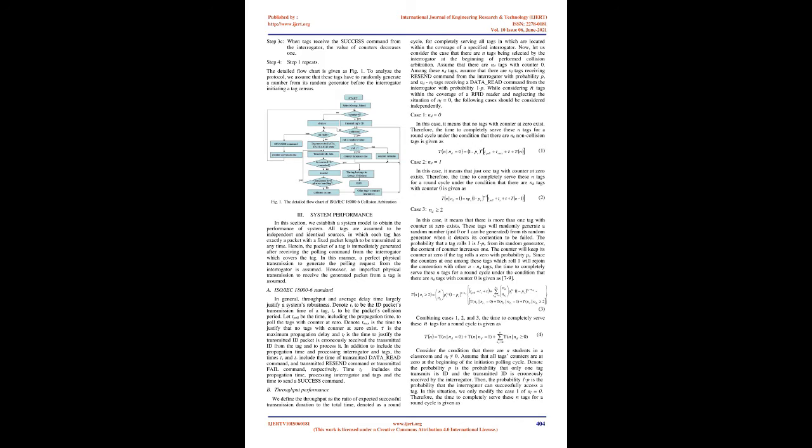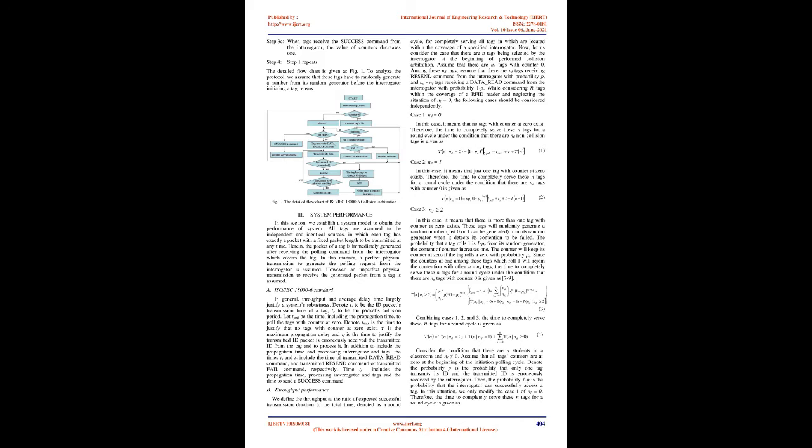ISSN 2278-0181, Volume 10, Issue 06, June 2021. Step 3C: when tags receive the success command from the interrogator, the value of counters decreases by 1. Step 4: Step 1 repeats. The detailed flowchart is given as Fig 1. To analyze the protocol, we assume that these tags have to randomly generate a number from its random generator before the interrogator initiating a tag census. Fig 1. The detailed flowchart of ISO/IEC 18000-6C collision arbitration.